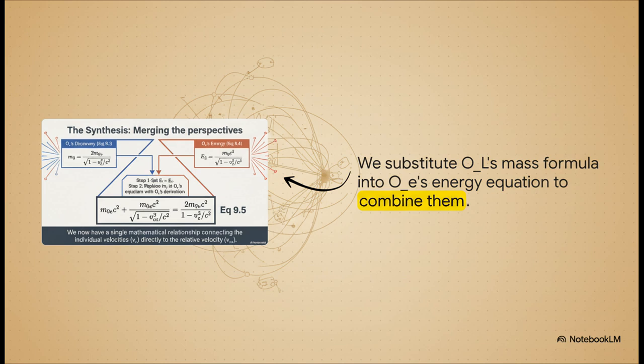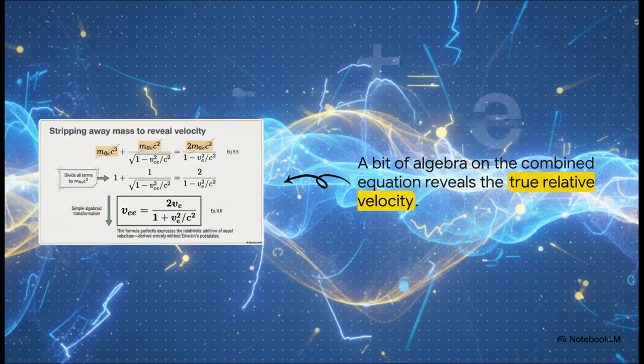But there's a problem. The equation has two unknowns, the new particle's mass, m0, and that relative velocity we want, VE. But wait a minute, we already know the mass, m0, right? We got that from our first observer, OL. So we can just take what OL figured out and plug it right into OE's energy equation. This move gives us one single, powerful equation that links everything together.